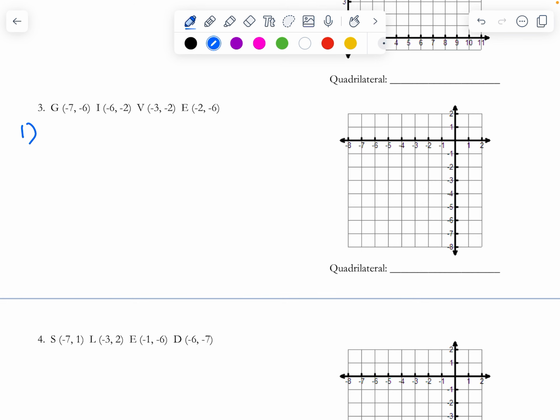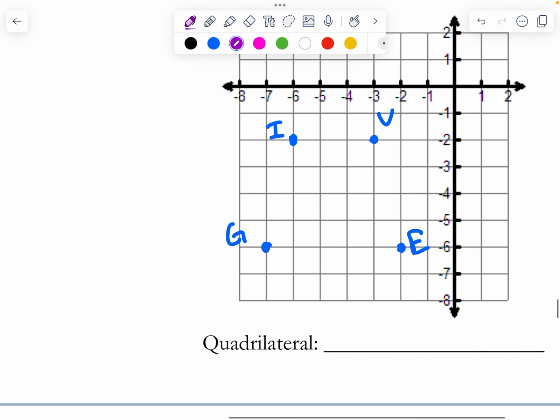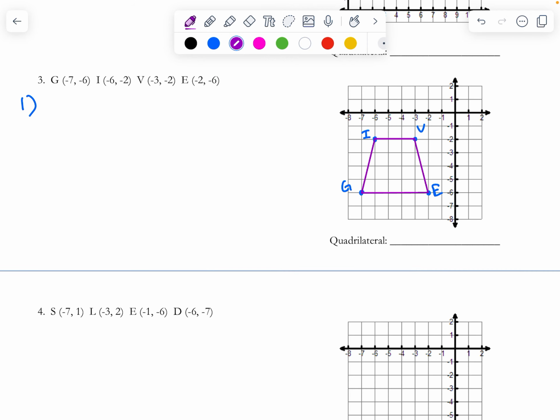So my first step here is, again, we always want to check first, before we do anything else, we want to just graph out this shape. So if this is G, this is I, this is V, and this is E, right? We've got a quadrilateral. It could be a trapezoid. It kind of does look like a trapezoid, doesn't it? But we can't just say it's a trapezoid, we have to prove that it's a trapezoid. I think it's a trapezoid, but let's take a look.